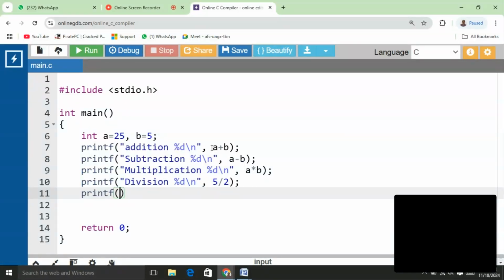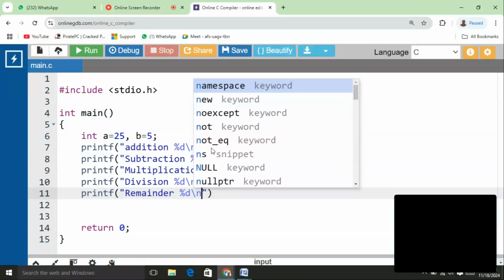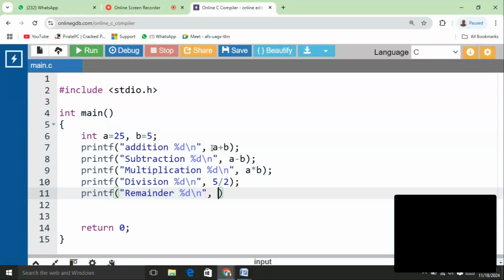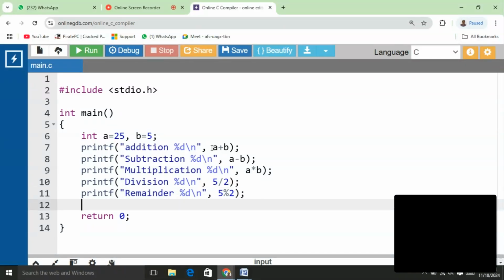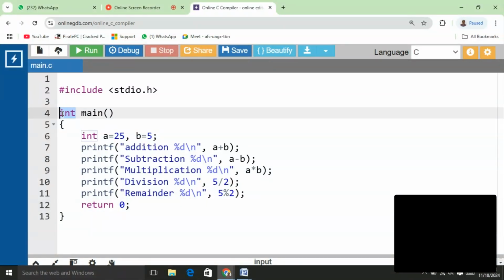printf. Next one, remainder: printf("%d\n", 5 % 2). Okay, friends, up to here I have discussed some basics. I will explain the slash and the increment and decrement operations in detail. Finally, I write return 0 to indicate the integer return type to the compiler.